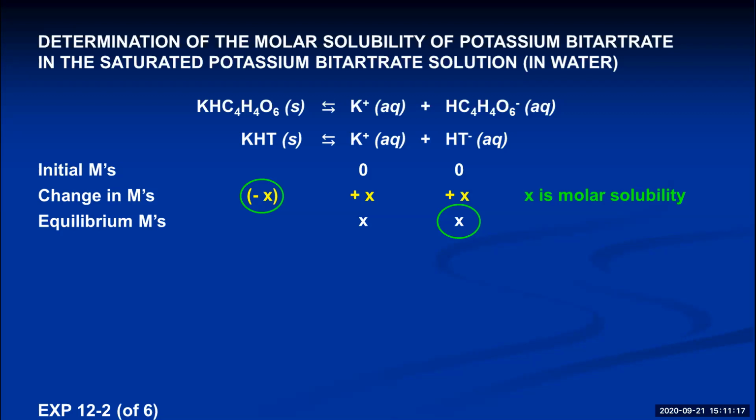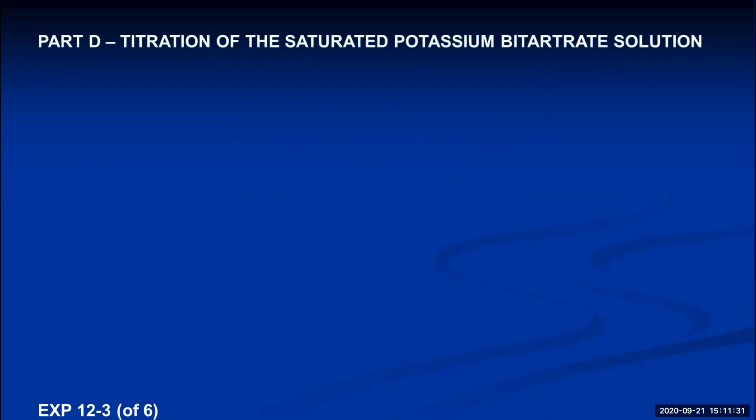hydrogen ion on it, and if it's acidic, that means it can react with a base. So we're going to take this saturated solution and we're going to add sodium hydroxide to it until we neutralize that acid. And that's the titration we're going to do in part D. So a titration involves a strong base being added to our saturated solution that contains this acid, this bitartrate ion. So the reaction will occur as we drip in the sodium hydroxide into the bitartrate solution.